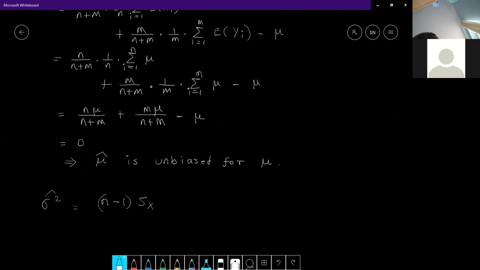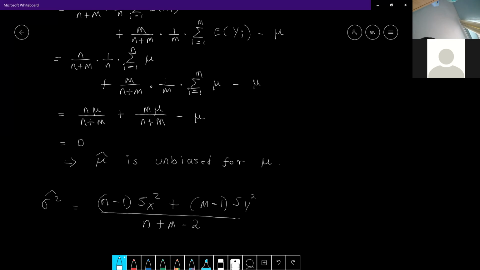We are told that sigma hat squared is n minus 1 times sx squared plus m minus 1 times sy squared, divided by n plus m minus 2. All right.